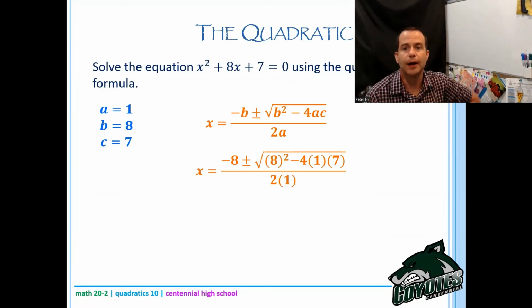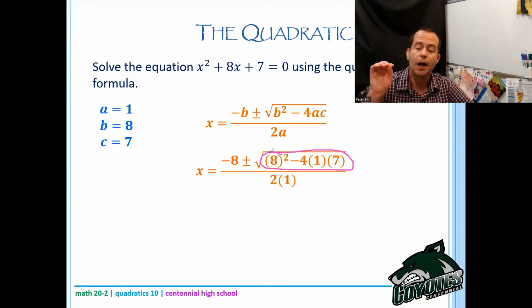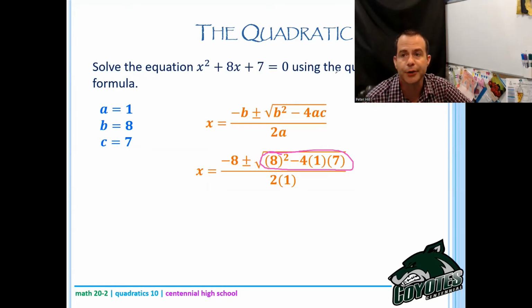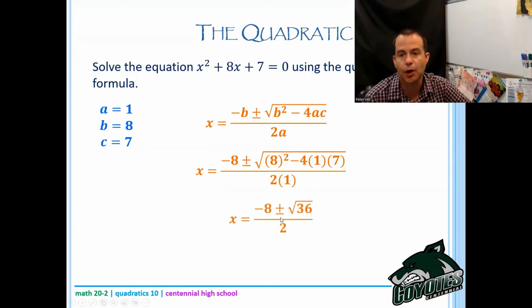Now the next step is to take what's underneath the square root. I don't care that it's a square root right now. Don't put a square root in your calculator yet. I want what's underneath there to become one number underneath the square root. So in your calculator, you're going to go 8 squared minus 4 times 1 times 7, and figure out what that number is. I believe it's 36. So now you end up with negative 8 plus or minus the root of 36, all over 2. I also did the 2 times 1 at the same time.